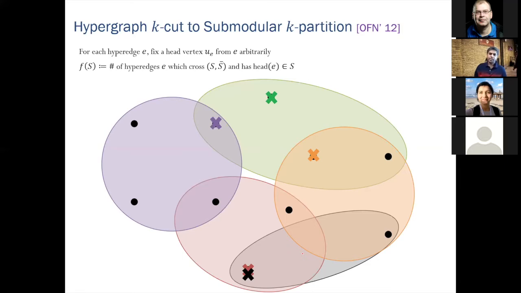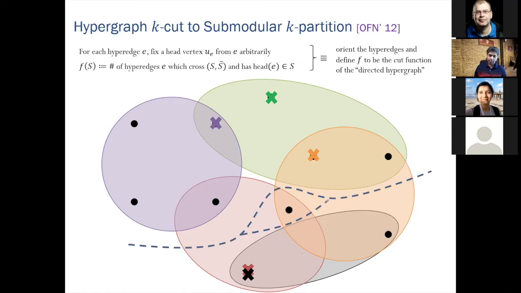This function turns out to be submodular. This is nothing but orienting the hyperedges and defining f to be the cut function of the directed hypergraph. So f turns out to be submodular. And in fact, the submodular K-partition objective for this choice of the submodular function f correctly counts the number of crossing hyperedges. And just to see this, look at this 3 partition, V1, V2, V3 again. The number of hyperedges crossing this 3 partition is 2.